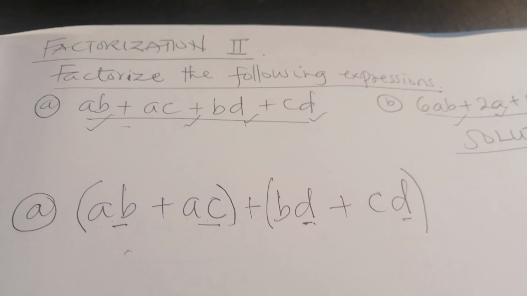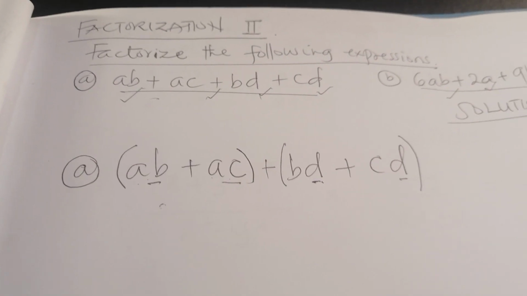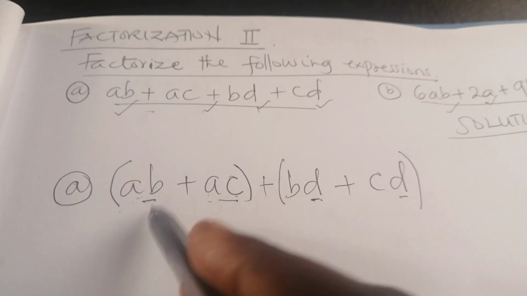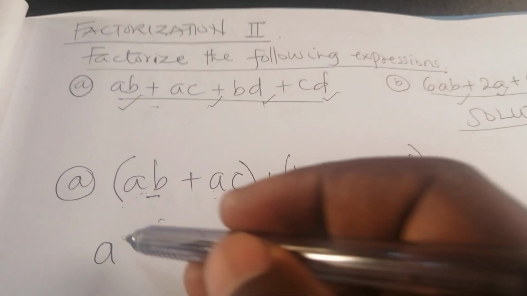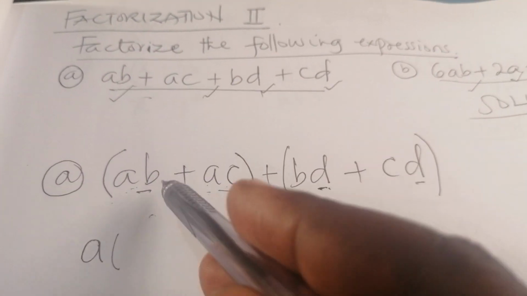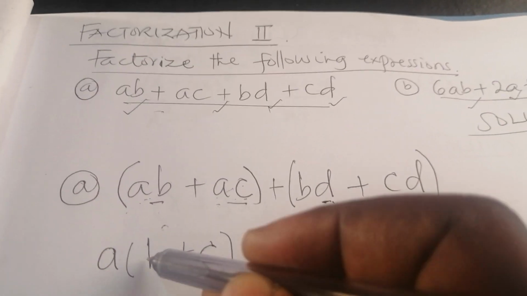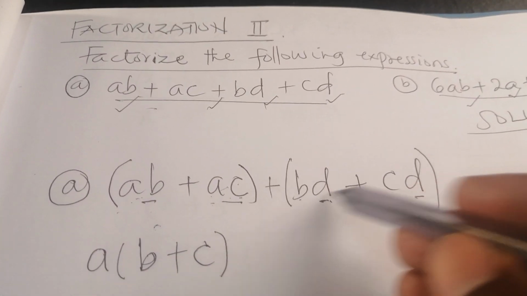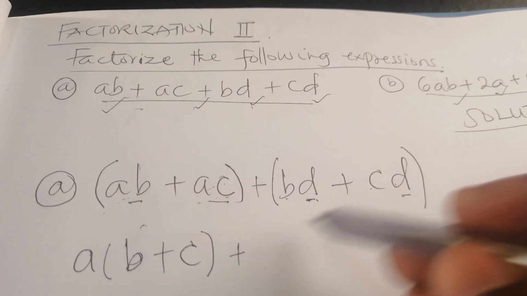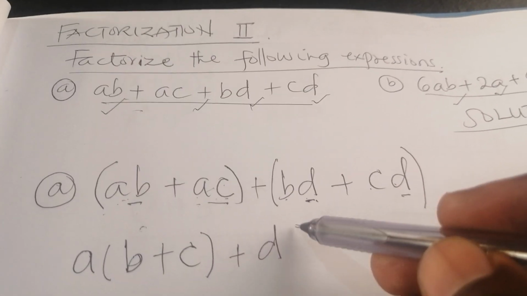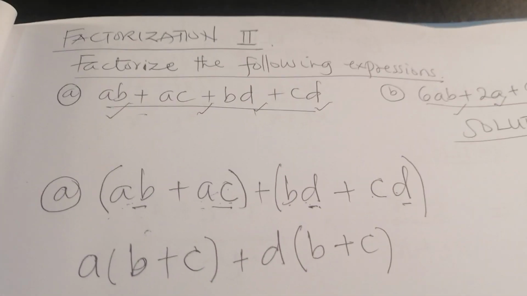Now, this takes us back to our first lesson video on factorization. Since A is common in both terms, we bring A out of the bracket and maintain the remaining terms. That is B plus C. We do the same thing for this one too. We have plus. What is the common term here? D. So into brackets we will have B plus C.